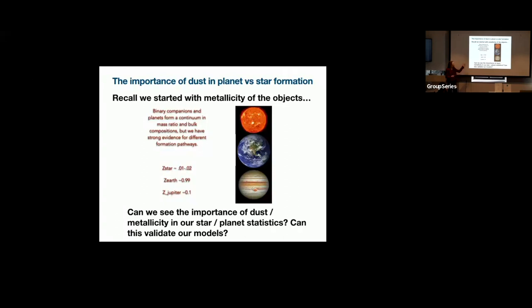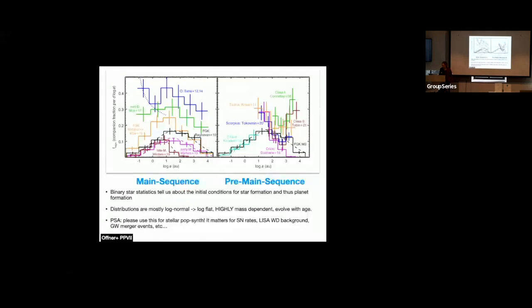And we should be able to use these statistics to validate these models. And so the question is, can we do this? So I'm going to walk you through a few of the basic observations, going into a little bit more detail than just that first plot of there are a lot of binaries.